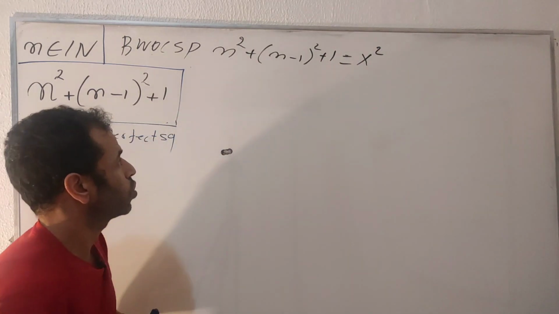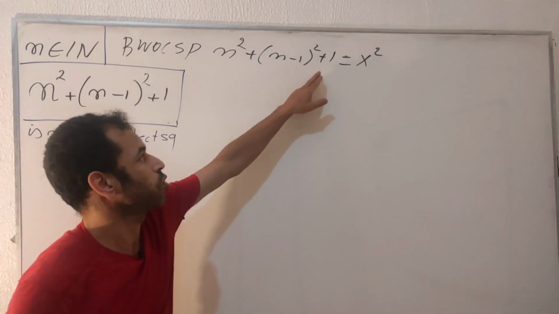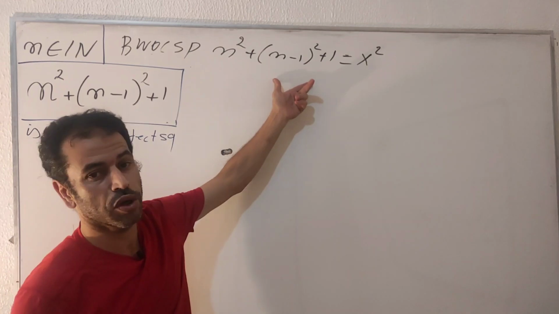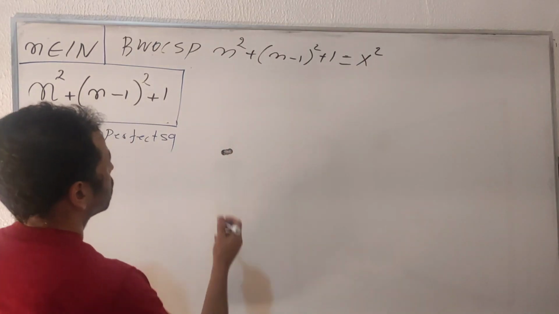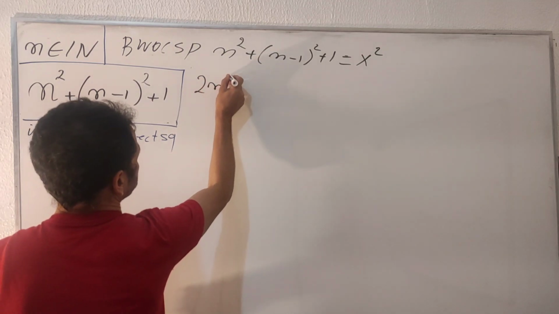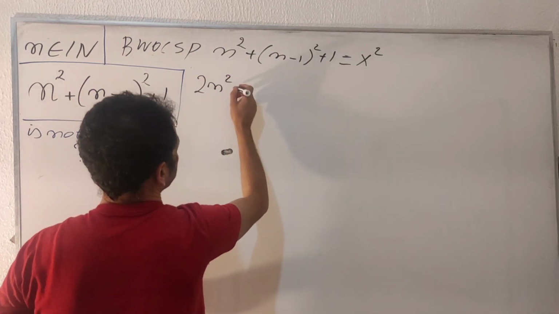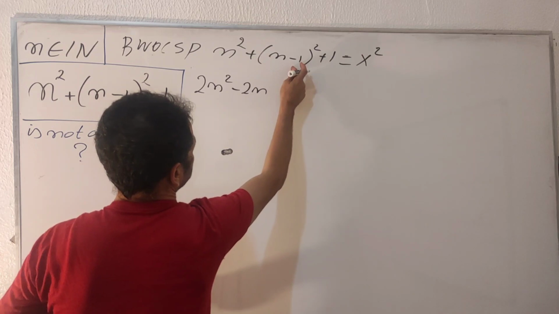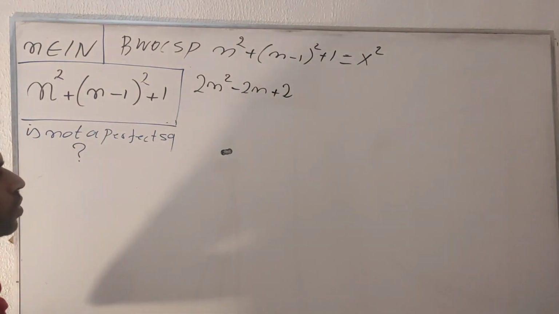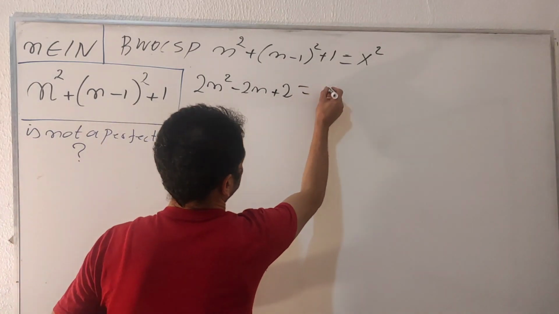So I have 3 whole squares here. Now I'm going to transfer this into one square and expand it first. I get n squared plus n squared from here, so I get 2 times n squared. I get minus 2n here, plus 1, plus this 1, which is plus 2. The whole thing equals x squared.